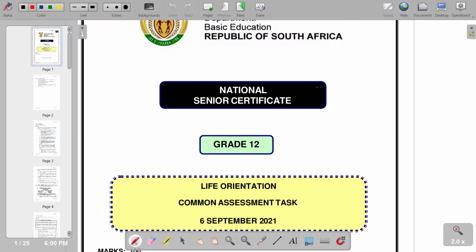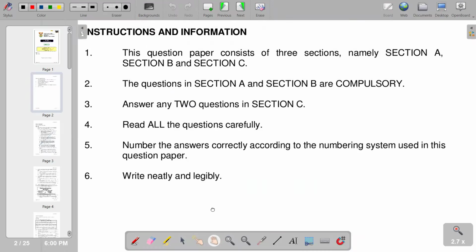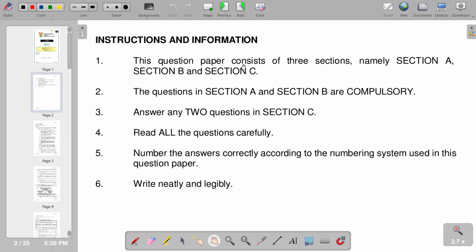Question paper of September 2021, and we are going to start on the instructions and information, whereby the first instruction reads, this question paper consists of three sections, namely section A, section B, and section C. So the next part, that is our information 2, it reads that the questions in section A and section B are compulsory.